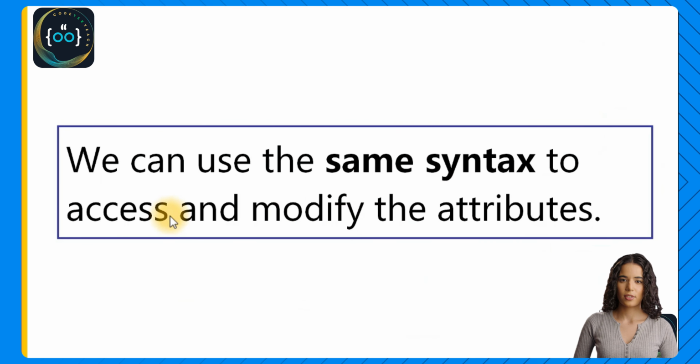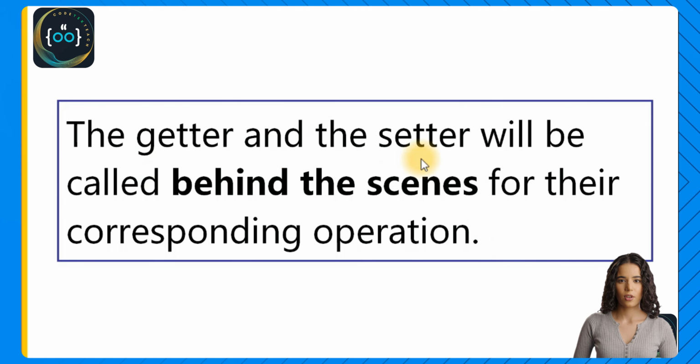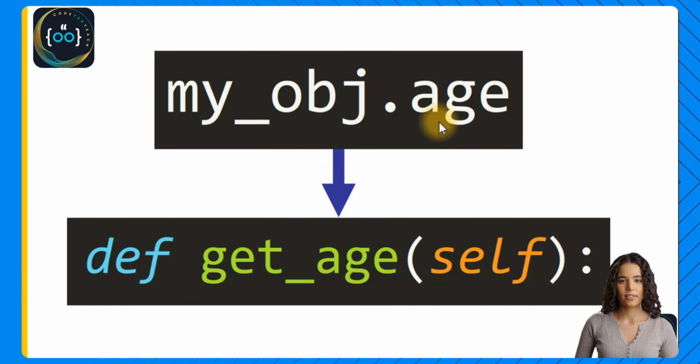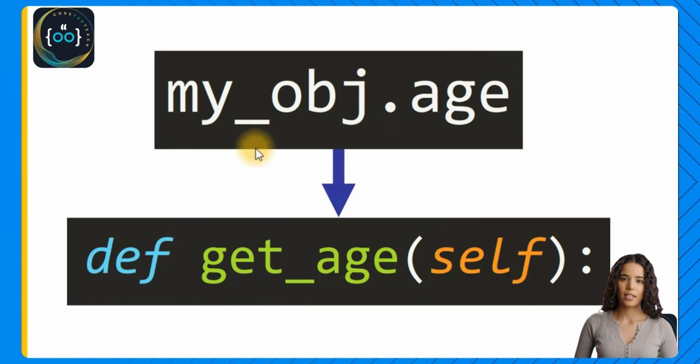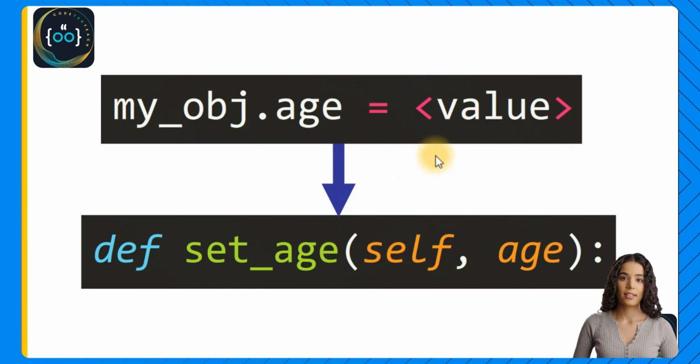When we define a property in Python, we can use the same syntax to access and modify the attributes, just as if they were public, but we are still using the intermediaries, the getters and the setters. The getter and the setter will be called behind the scenes for the corresponding operation. For example, when we try to access the attribute using dot notation, the getter will be called. And when we try to update the value of the attribute, the setter will be called.